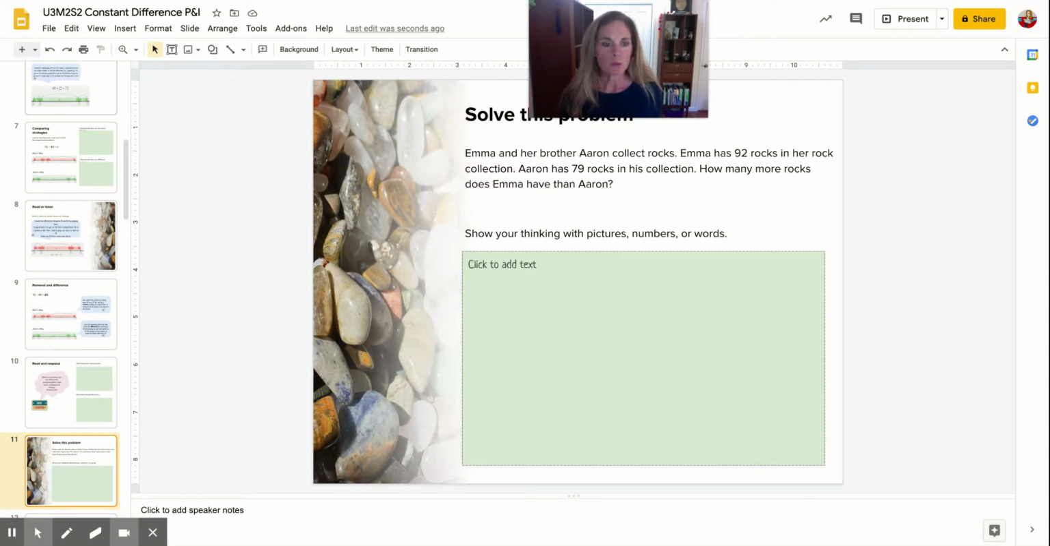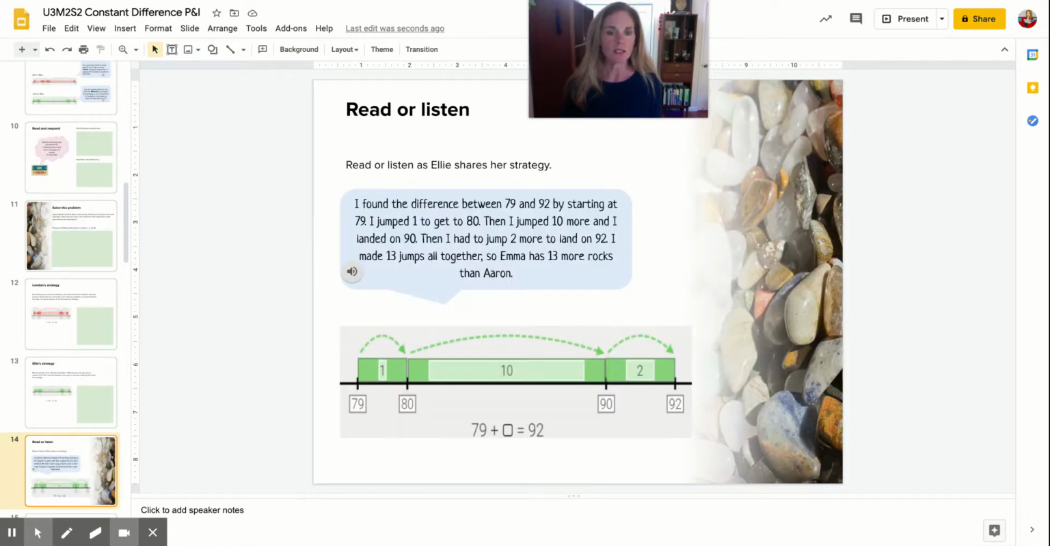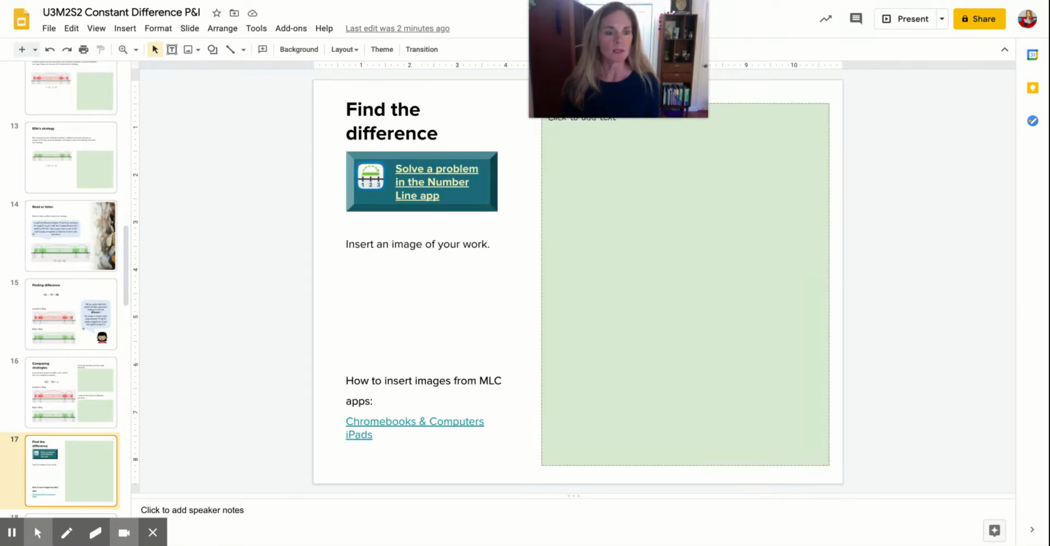You're going to solve this problem. And then you're going to look at other people's strategies and describe their strategies and listen to their strategies. And you'll compare the two: what's the same, what is different.